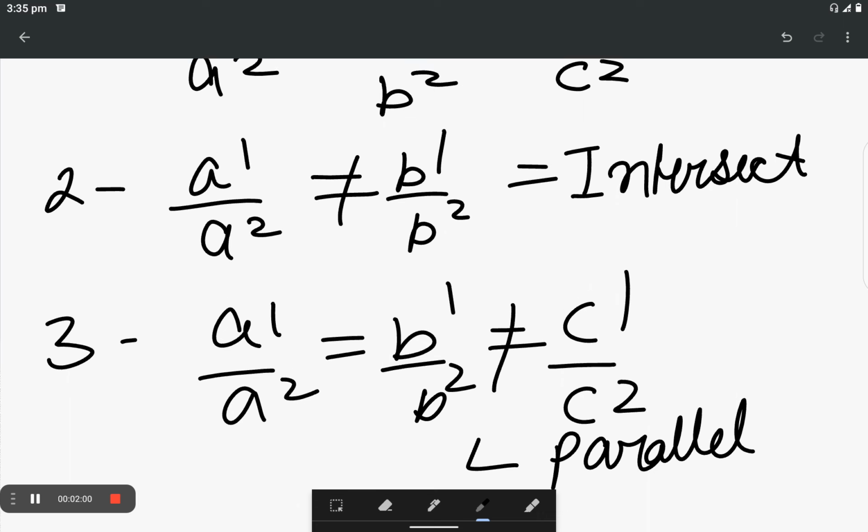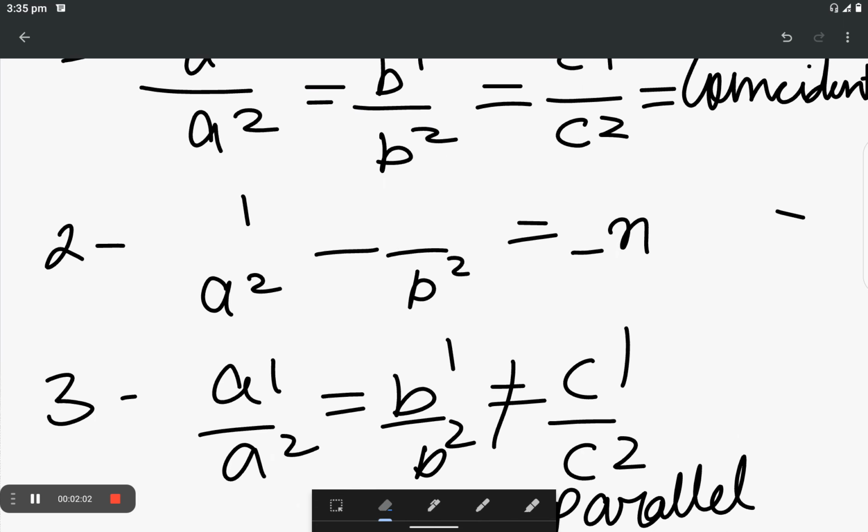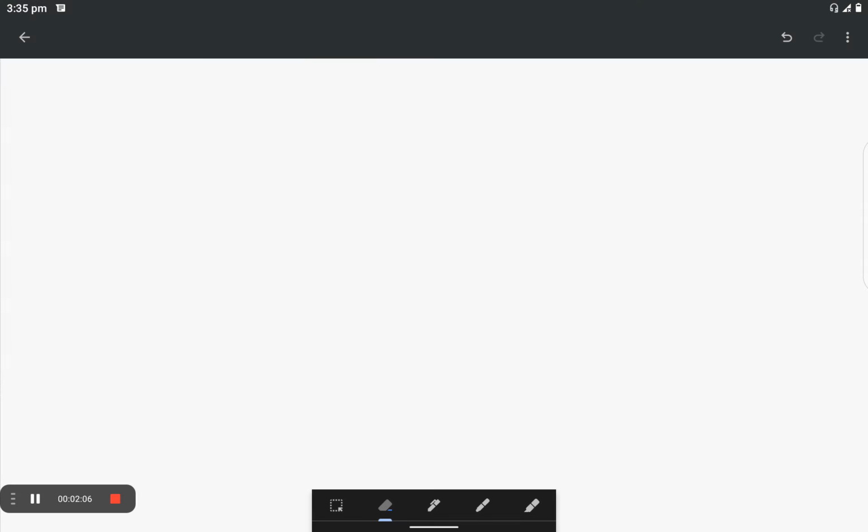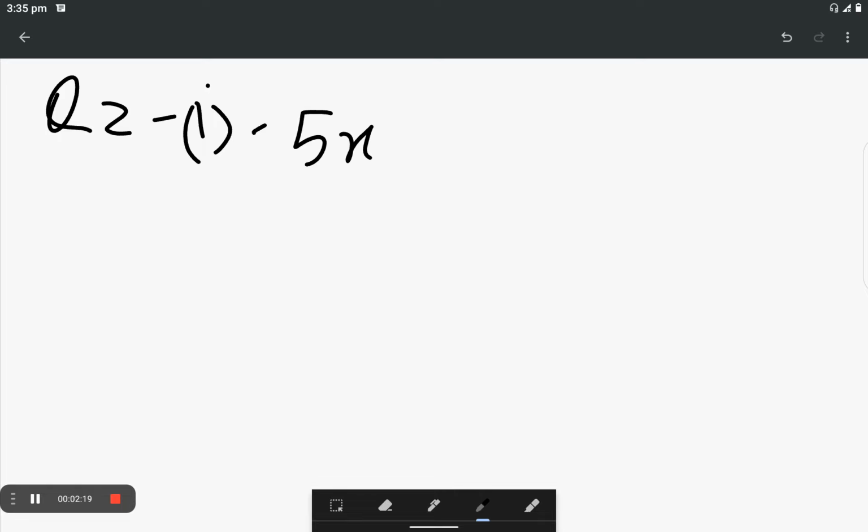Okay? So now let's move to the question. That was the basics, now we will just have to solve the question. Question 2, part 1. In part 1 we have a pair of linear equations, which is 5x minus 4y plus 8 equals 0. This is already the standard form of this equation.